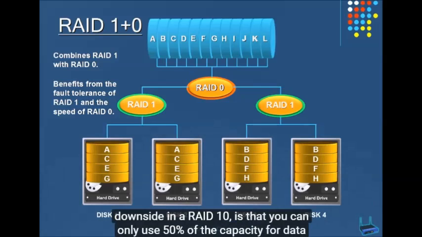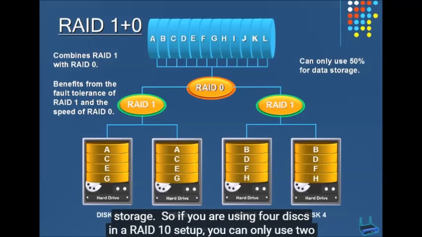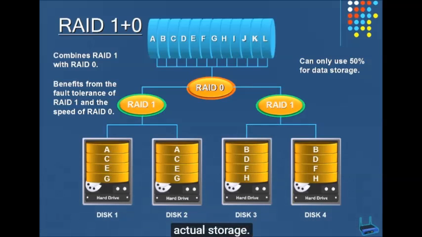But the downside in a RAID 10 is that you can only use 50% of the capacity for data storage. So if you are using 4 disks in a RAID 10 setup, you can only use 2 of them for actual storage.